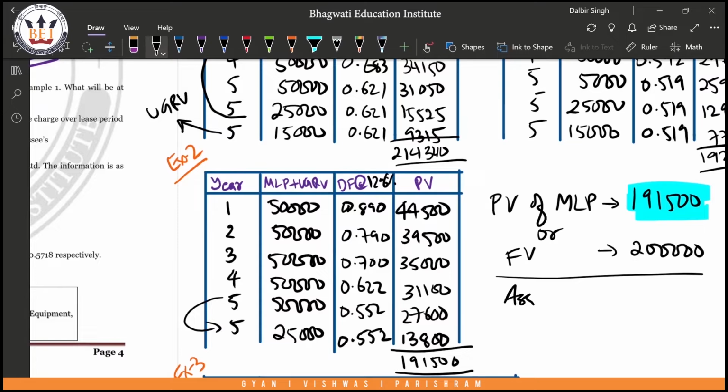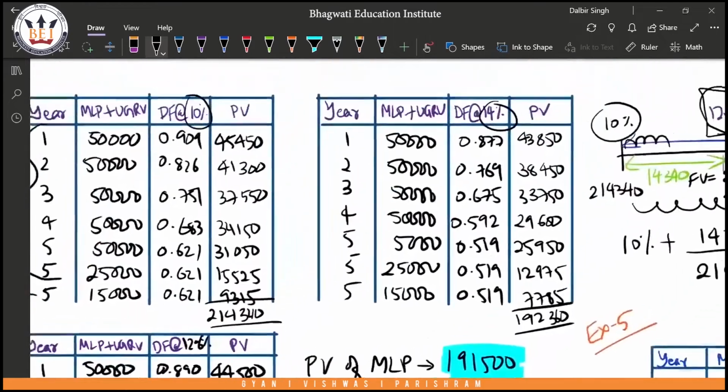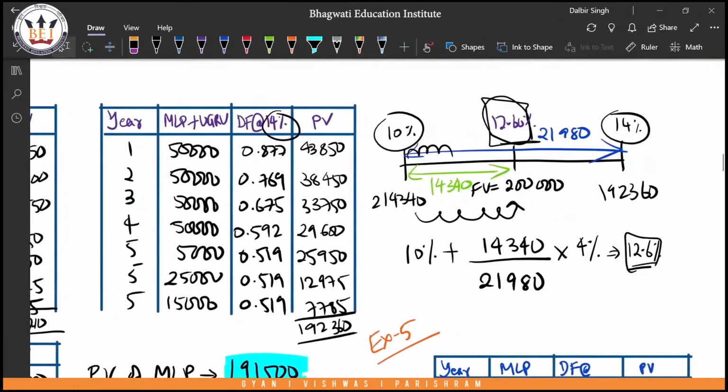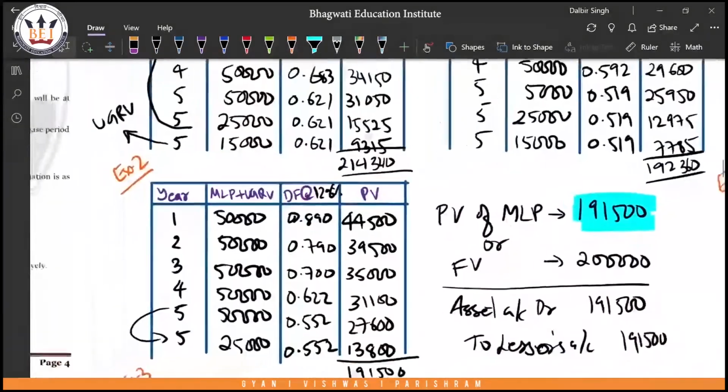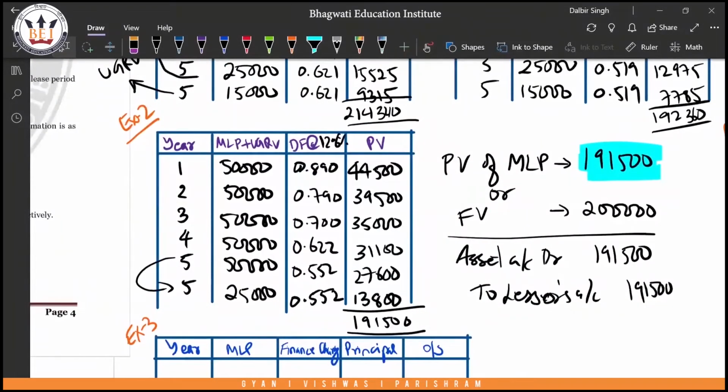Your entry will be asset account debit to, now this is the asset entry. Then you have liabilities, which is the lessor's account. Yes, how much? 1,91,500. Okay, this is going to be the entry that you pass. Fine. So until now, what did we do? We actually found out what the IRR is, which is 12.6%. Based on the IRR, we found out what is the value at which the asset is to be recorded in the books of the lessee.